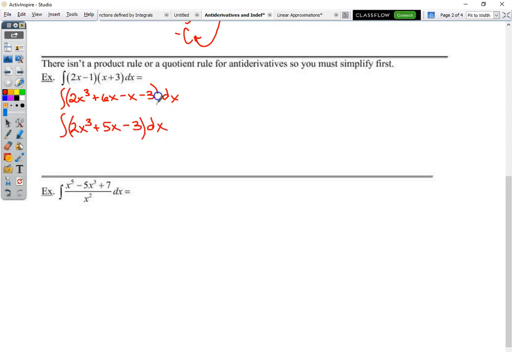Technically, I should have parentheses around those. So if I do that, I take the antiderivative of 2x to the third, which will be 2x to the fourth over 4 plus 5x squared over 2 minus 3x plus c. And then to simplify, and I would move on there.